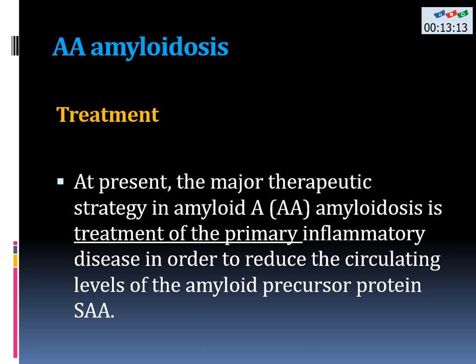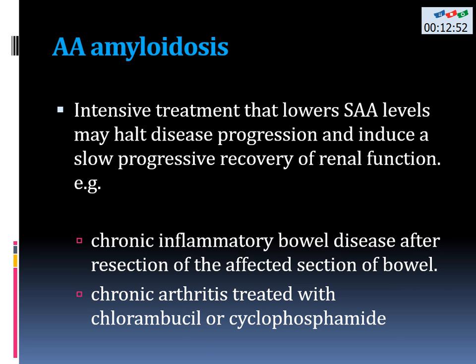Treatment. The major therapeutic strategy here in amyloid is the treatment of the primary inflammatory disease. And there's no wonder in that. We all know since the cause is the chronic inflammation, there's no way to control the serum amyloid A release from the liver except when we control the primary disease, which is the inflammation or the infection that has caused it initially. So intensive treatment that lowers the serum amyloid A levels does halt the disease progression, and in some cases it leads to complete renal recovery.